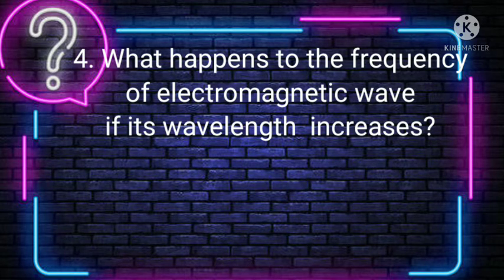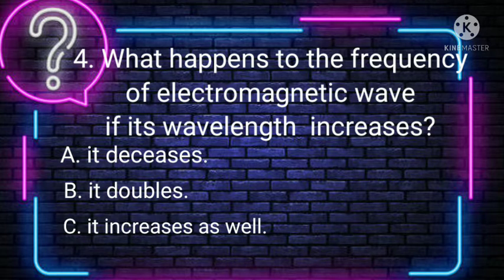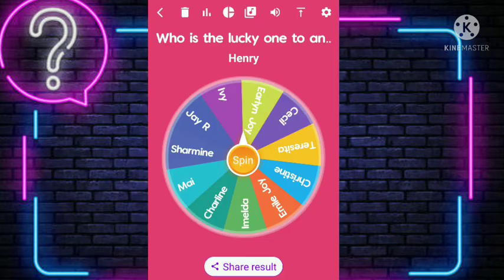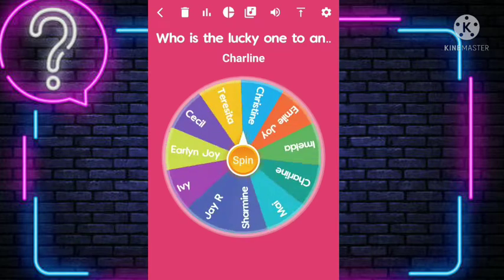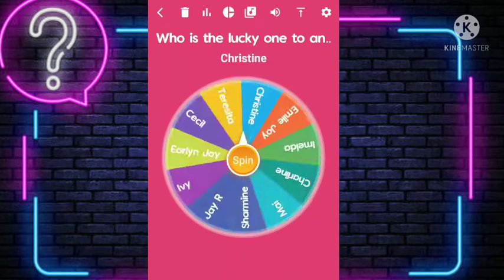What happens to the frequency of electromagnetic wave if its wavelength increases? Letter A, it decreases. Letter B, it doubles. Letter C, it increases as well. And letter D, it remains the same. Let's find out who will be our lucky student to answer this question.